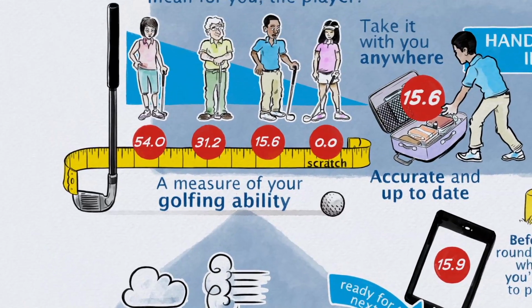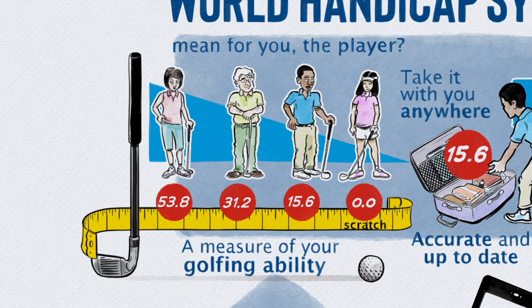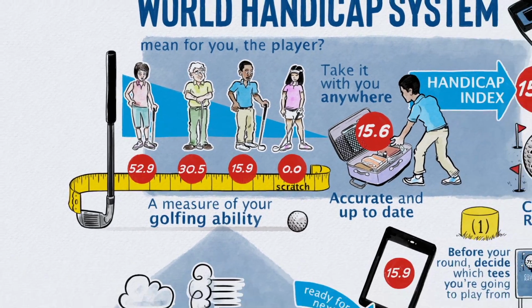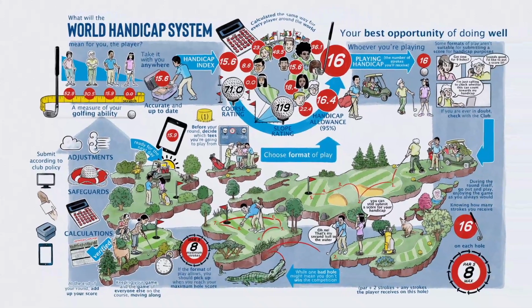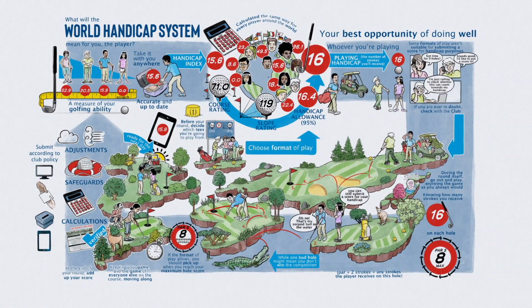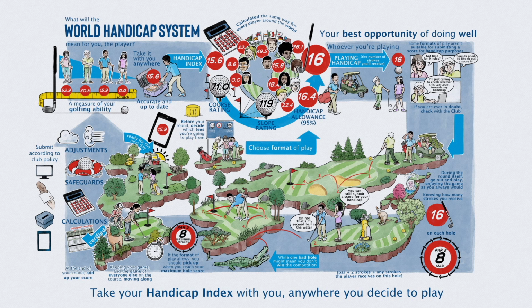The more scores you submit, the more accurately your handicap index will reflect your ability. Up-to-date, easy to understand and adaptable. The World Handicap System lets you play the way you always have, as well as giving you a handicap index that will travel anywhere you decide to play.